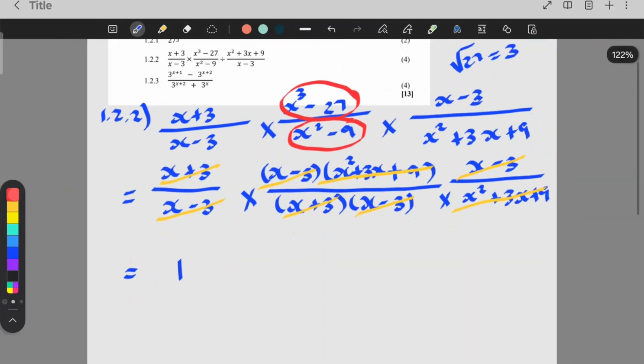Okay, so let's see how they mark this question. Let me mark it with you. So for switching around and changing the sign, that's a mark. Difference of two cubes, difference of two squares. And then for the final answer. And that's how you will get your 4 marks.